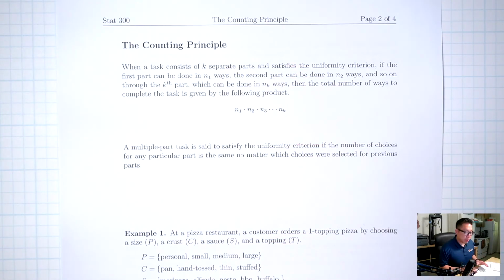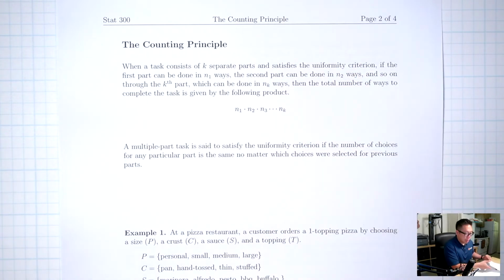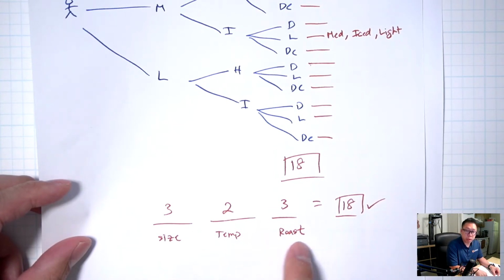Now, the fine print you have to pay attention to is that for this counting principle to work, the situation has to satisfy the uniformity criterion. And what that basically means is that the number of options you have for a particular part should not depend on what you chose for the other 2 parts.